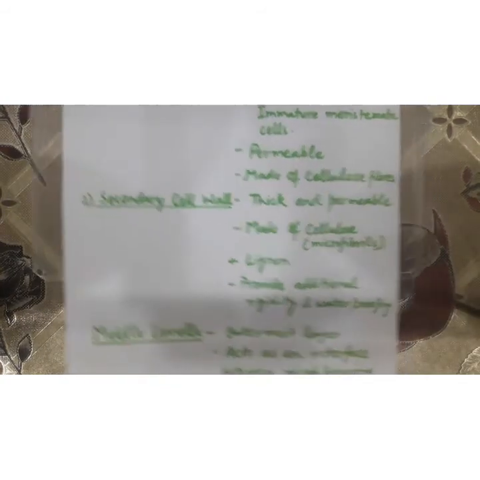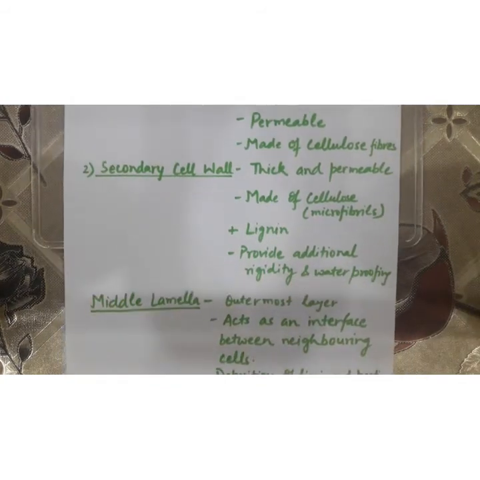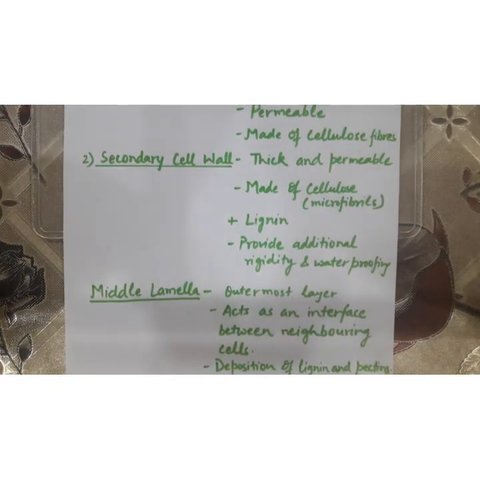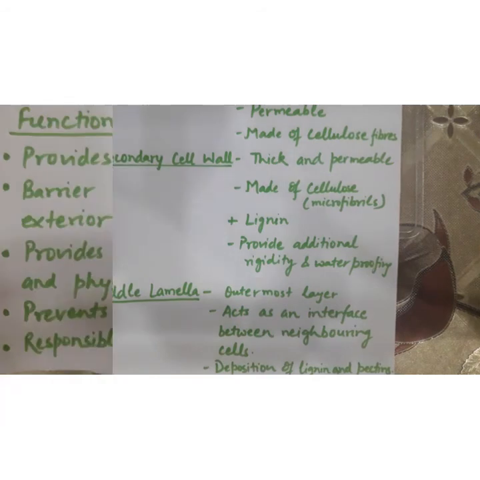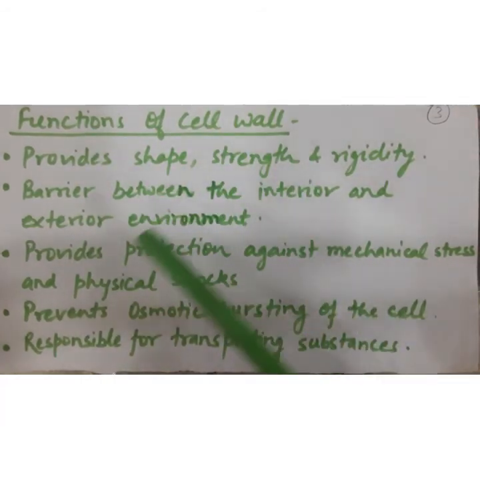Middle lamella is the outermost layer of the cell wall. In mature plants, it is a cementing layer between the primary walls of adjacent cells. It is made up of calcium and magnesium and has the deposition of lignin and pectins, so it gives stability and forms plasmodesmata between cells. Now, functions of cell wall.